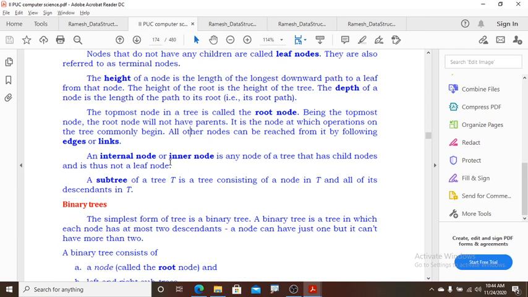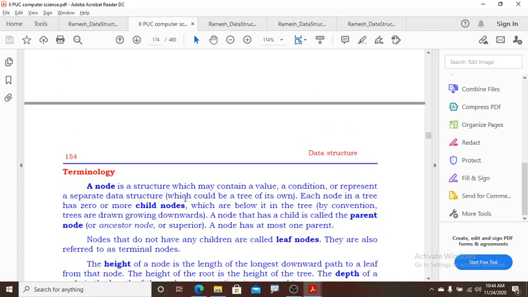Okay. An internal node and an inner node are both the same: any node of a tree that has child nodes. A node that does not have any child nodes is a leaf node, and one which contains child nodes is an inner node. And also we have a subtree. It is a very important one. A subtree of a tree T is a tree consisting of a node in T and all its descendants in T. So this is what a subtree is.